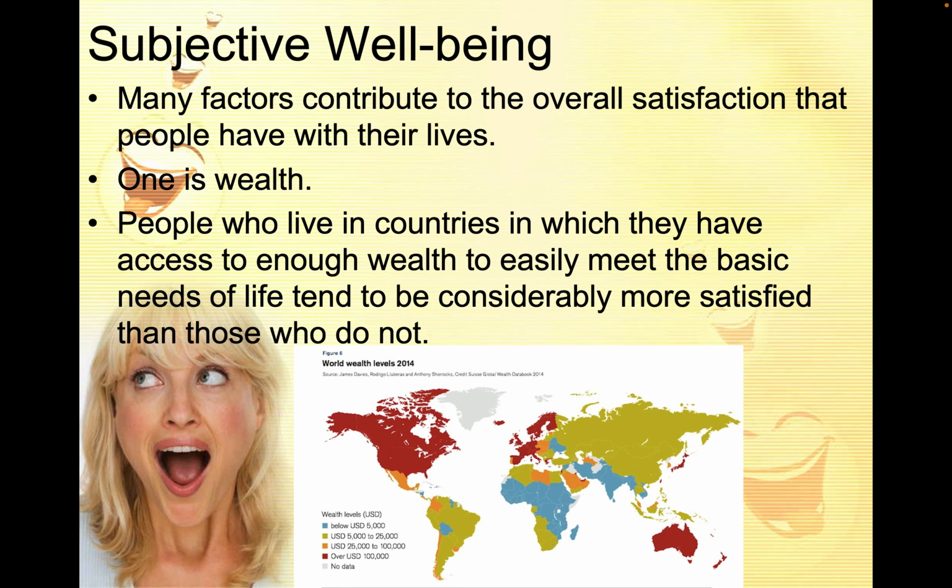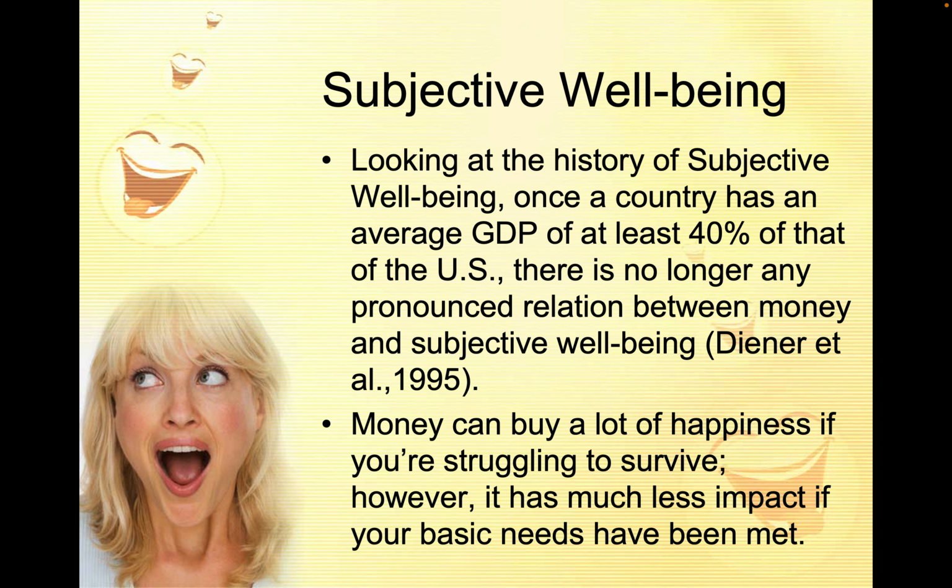Many factors contribute to the overall satisfaction that people have with their lives. One is wealth. People who live in countries in which they have access to enough wealth to easily meet the basic needs of life tend to be considerably more satisfied than those who do not. Looking at the history of subjective well-being, once a country has an average gross domestic product of at least 40% of that of the United States, there is no longer any pronounced relation between money and subjective well-being, and that's according to Diener et al.